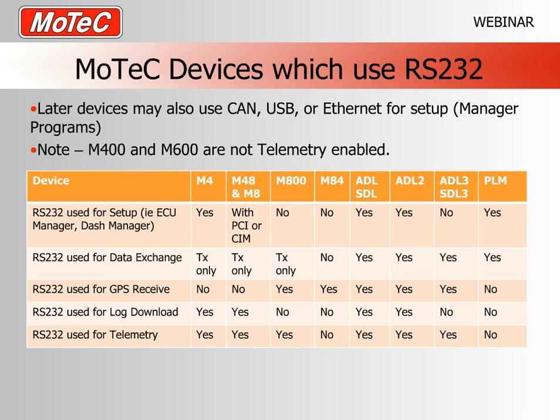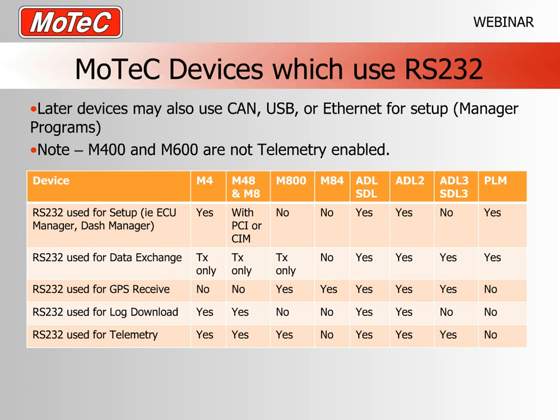At this point in time there is no likelihood that they'll be upgraded, so if you have an M4, an M48 or an M8, you cannot receive GPS data into those devices. All of our dash loggers allow you to receive GPS data, and the PLM does not, because it's not a logging device.